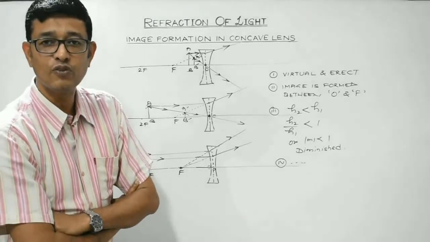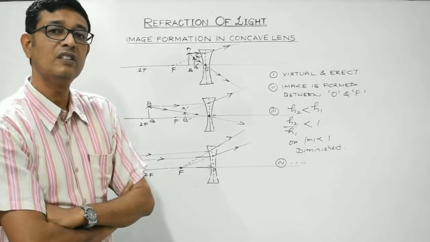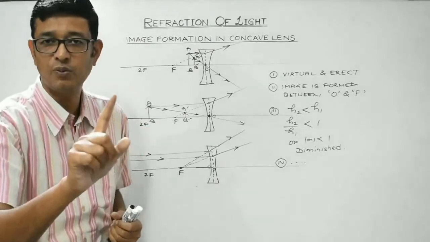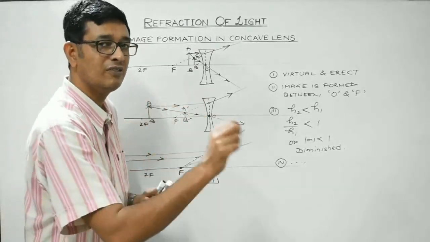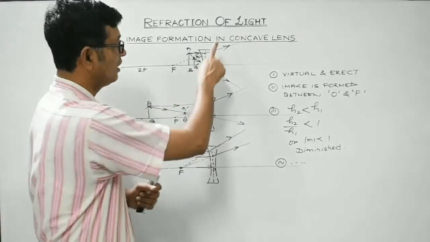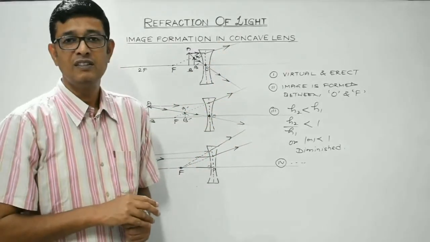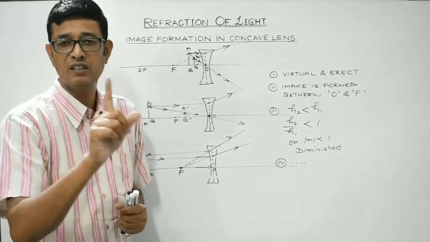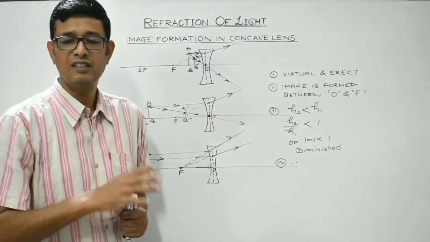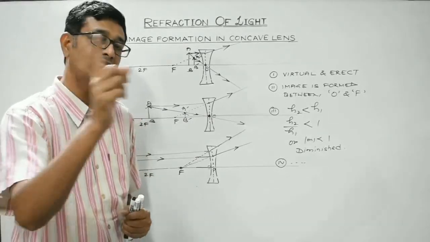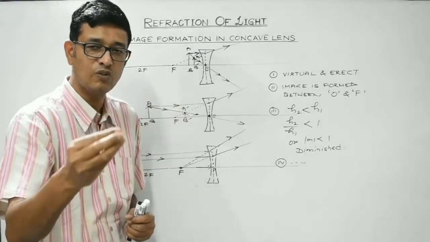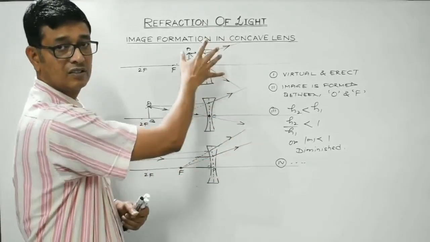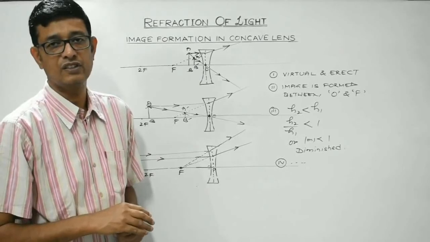In the case of convex lens, the nature of the image is always real and inverted, except in one case, that is when the object is placed between optical center and the focus. While in the case of concave lens, the nature of the image obtained is always virtual and erect, and the size is always smaller than the size of the object, that is, the image is always diminished. Right? So, these are the three cases for concave lens.